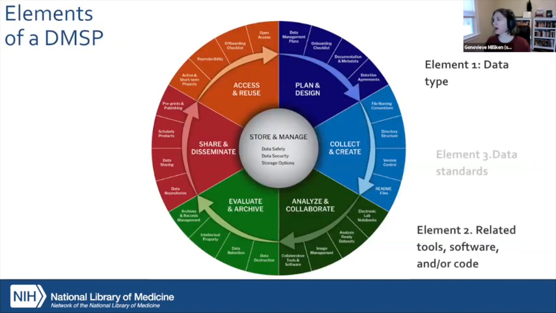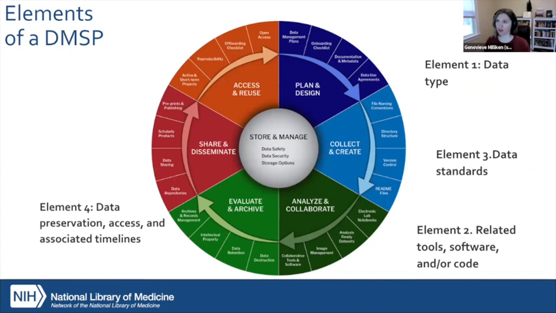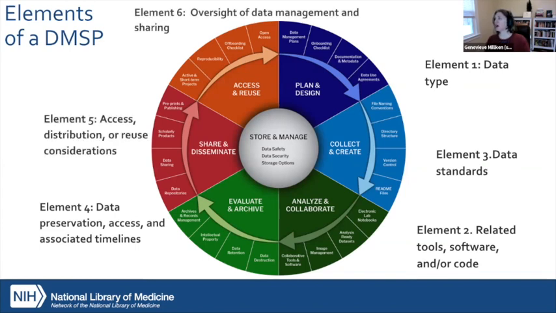So I've just quickly mapped the elements to where they would fall on the research data lifecycle. So we can see element 1, data type, can be mapped onto the design of our project, as well as of course collecting that data. And then things like data standards: are we using data standards to collect our information? And then related tools and software. So are we using that, or what are we using to collaborate and do analysis on our data?